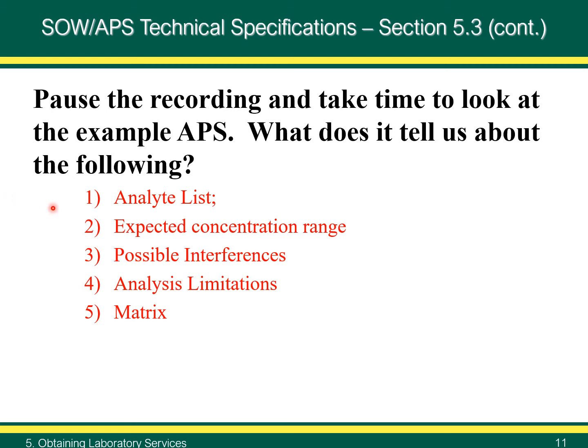On page 1, we see the following information. The analyte list shows a single radionuclide, strontium-90. This is an APS that specifically addresses testing for strontium-90. Notice that APSs may have been prepared for other tests, such as gamma spectrometry, for example.